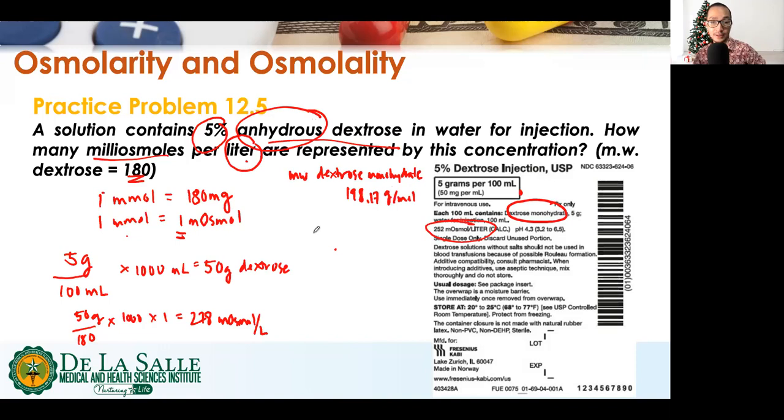Now, assuming that we also have 50 grams of dextrose monohydrate in a liter of the solution, what will be the number of milliosmoles per liter of dextrose? So 50 grams divided by its molecular weight. This time I will use 198.17 times 1,000 times 1. This should be equal to 252 milliosmoles per liter. So I hope you got it.